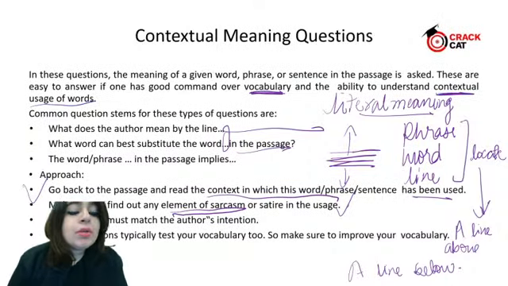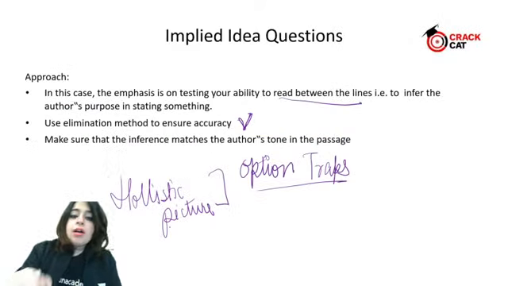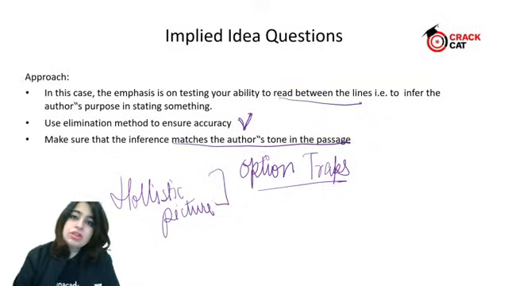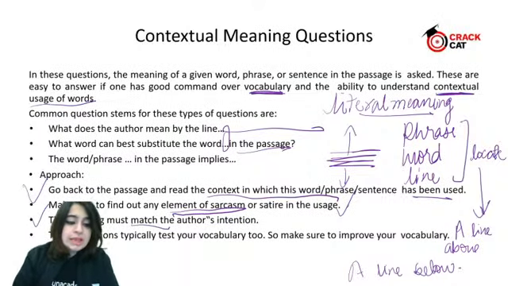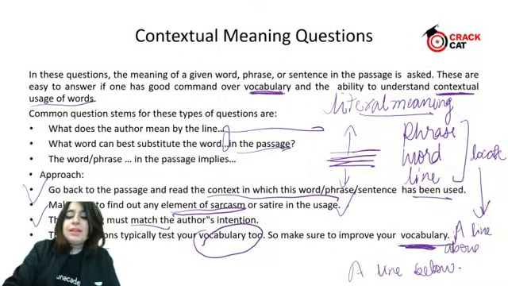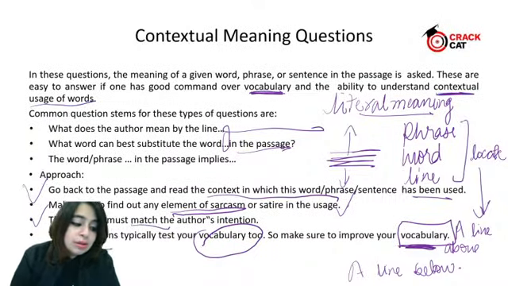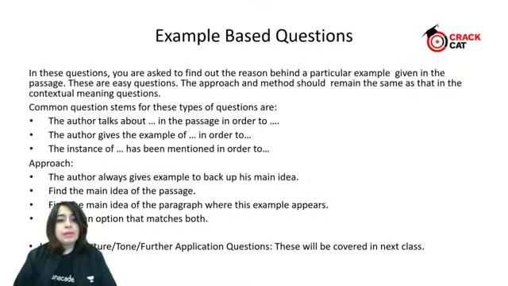Also, the meaning must match the author's intention, just like we did in the last question type, where the inference should match the author's tone. Same way here also, the meaning must match the author's intention. And these questions typically test your vocabulary too, so make sure you are improving your vocabulary. That should not be a hard one, because like I said, I'll soon be starting a course on vocabulary. It will become a bit easier for you guys to tackle vocab on the CAT examination.